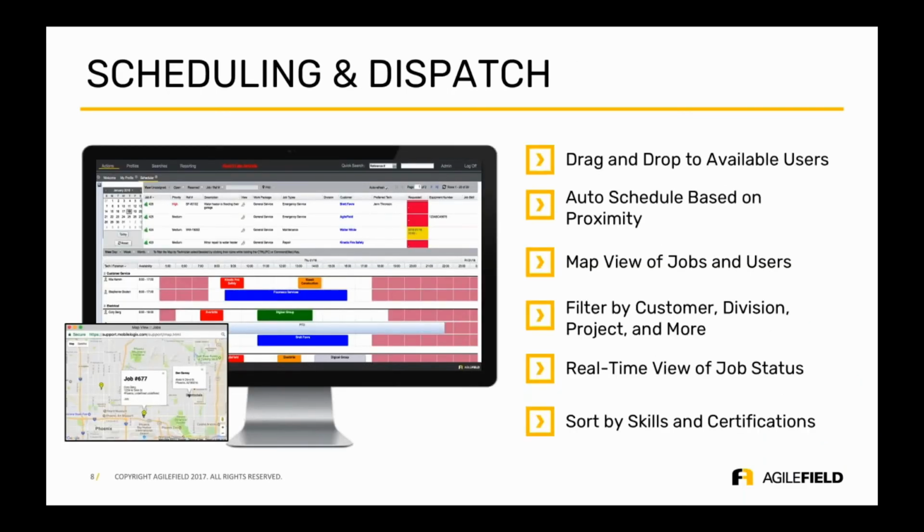When it comes to scheduling, there are a number of different ways to do this within AgileField. The first and most commonly used way to schedule is with our drag and drop feature. Simply drag any jobs in the job queue above to the available users below.